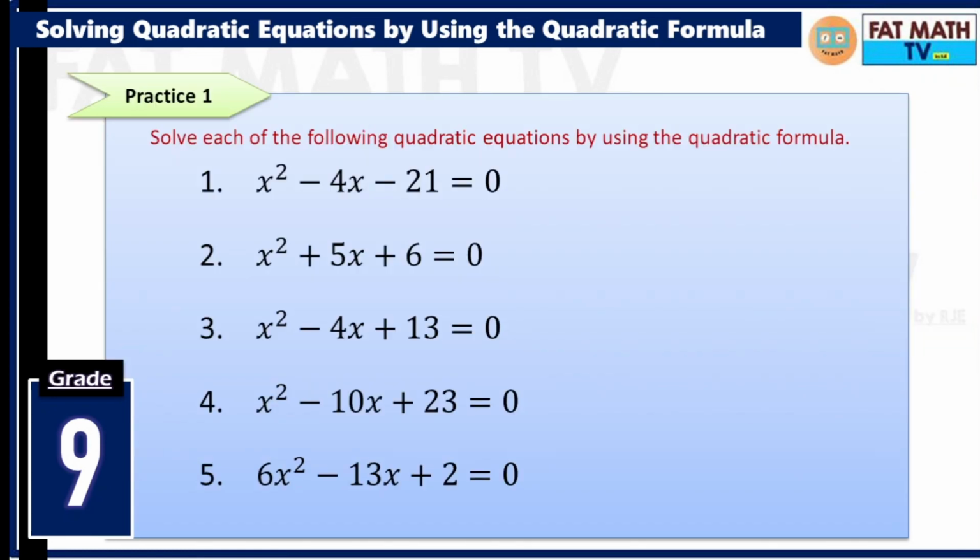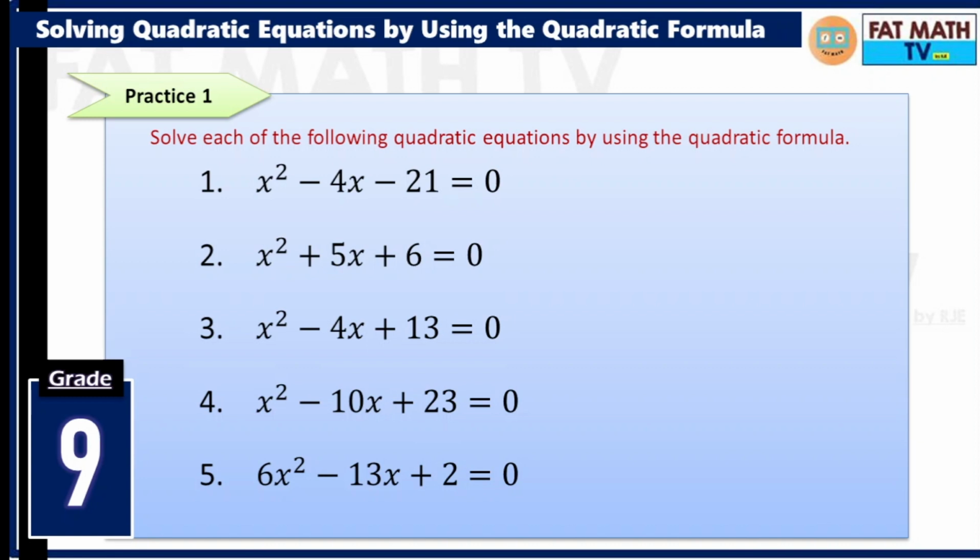Okay, so those are the 5 examples. This time, you have practice set number 1. We have here 5 items. And if you want to answer more, there's another set. Solve each of the following quadratic equations by using the quadratic formula. So don't forget the quadratic formula. x equals negative b plus or minus the square root of b squared minus 4ac all over 2a.